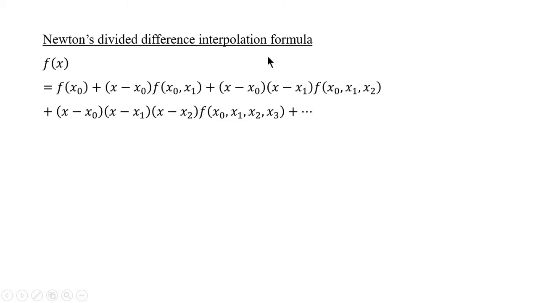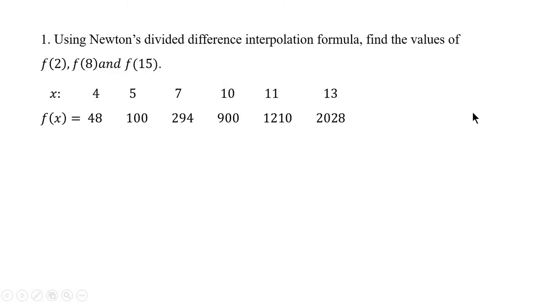Newton's divided difference interpolation formula goes like this: f of x naught plus x minus x naught into first divided difference plus x minus x naught into x minus x1 into second divided difference plus x minus x naught, x minus x1, x minus x2 third divided difference plus etc. Let us solve one problem. Using Newton's divided difference interpolation, find the values of f of 2, f of 8 and f of 15.